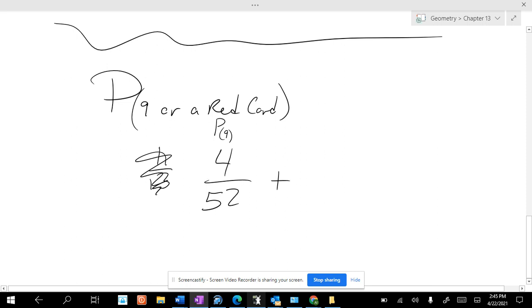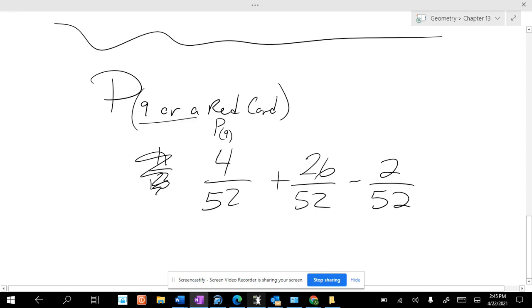Then, what's the probability of drawing a red card? 26 out of the 52. Now, if you think about all the cards, how many red 9s are here? 2 of them. How many of these are red 9s? They're the same red 9s, right? So if I add them up here, I've counted them twice. So it's like counting 4 red 9s. Are there 4 red 9s in a deck? No, there's just 2 of them. So we have to subtract 2 of them because we double counted them.